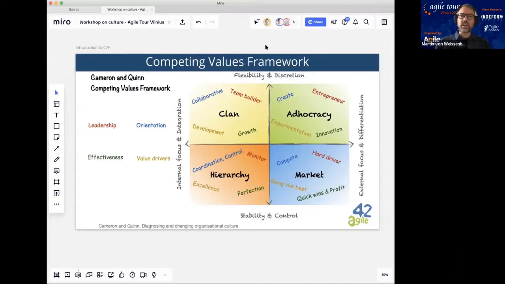Also, the questionnaire, the assessment is open, and that's why we find that the competing values framework is the best tool for this kind of work that we are doing now, agile transitions.